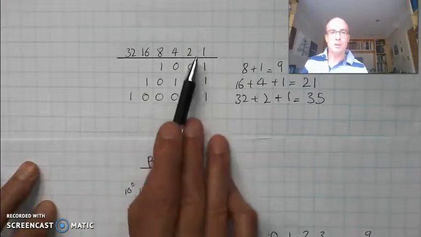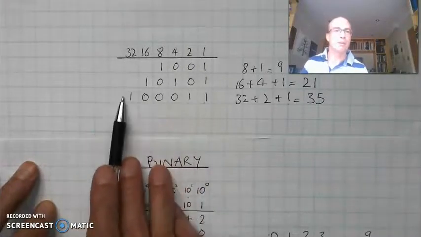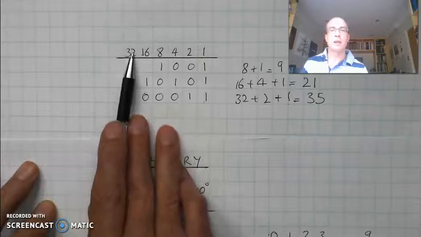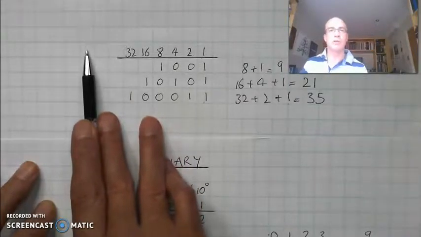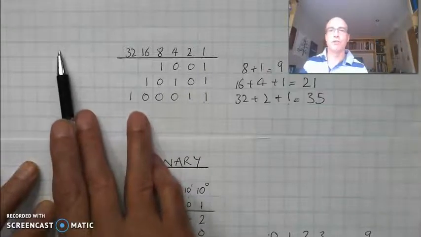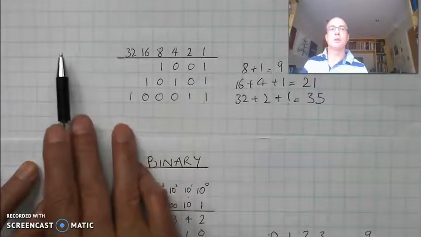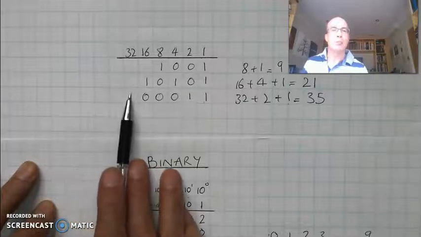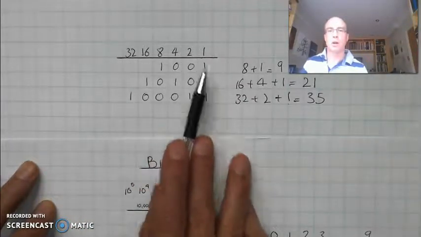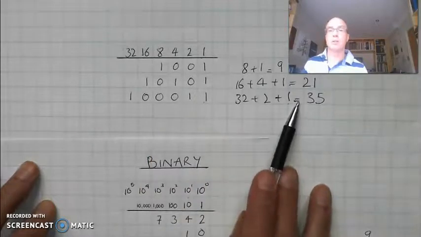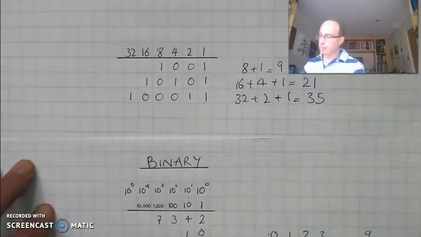But all you need to do is write your values. So remember, if I've got some more digits over here, I'd just be doubling up. This would be 64, 128, 256, 512, 1024, just doubling up each time, and then working out, in this case, I've got one lot of 32, one lot of 2, one lot of 1, and then just add them up. So this is worth the number 35.